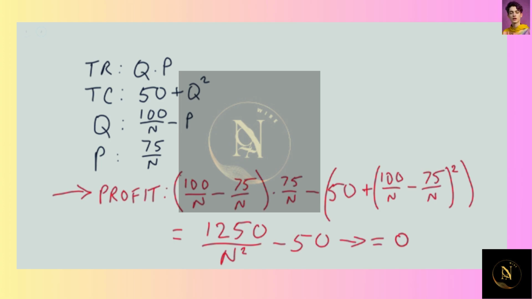So if that's the case, if profit is equal to zero, then all you do is you set 1,250 divided by n squared minus 50 equal to zero, and you solve for n, and you will get n equals 5. In other words, once there are 5 firms in this market, profits equal zero, and no additional firms have any incentive to enter the market.